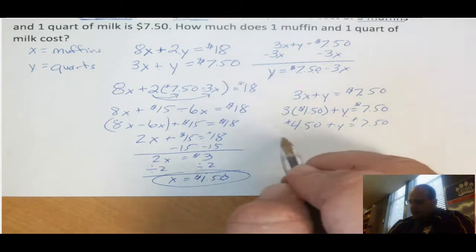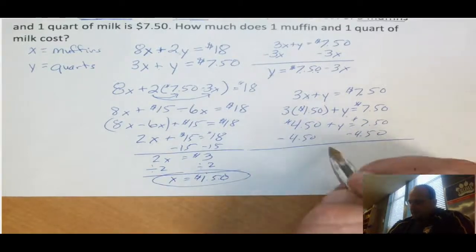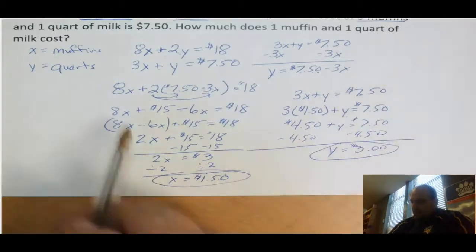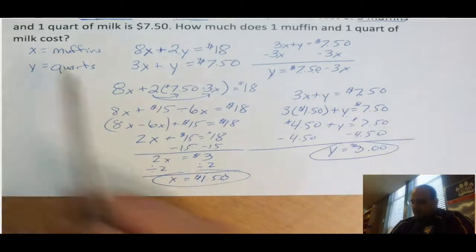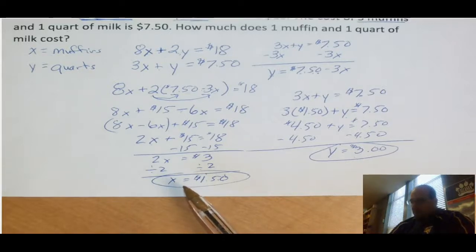Now I'm trying to solve for y, so I subtract $4.50 from both sides. When I do that, I get y equals $3. So I find out that the quart of milk costs $3. One muffin costs $1.50. So now we know what our single costs are, so we're going to go ahead and move on. Good luck.